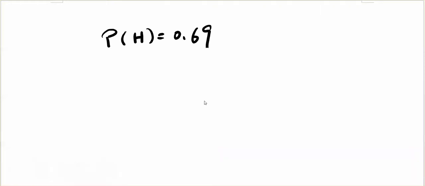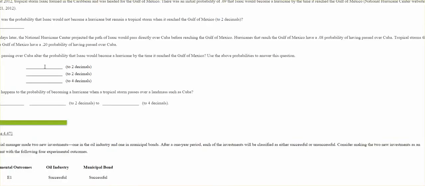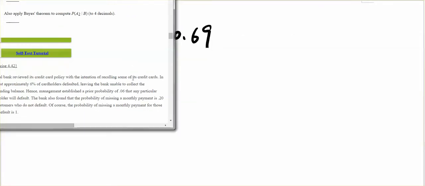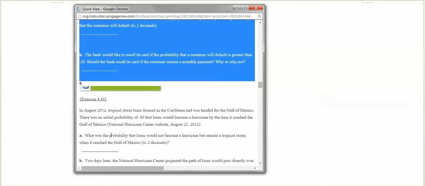In this video, we'll look at another example about the hurricane, tropical storm, from our homework 3. So first, let's look at our first question. In August 2012, tropical storm Isaiah formed in the Caribbean and was headed for the Gulf of Mexico. There was an initial probability of 0.69 that Isaiah would become a hurricane by the time it reached the Gulf of Mexico. So the question is, what's the 0.69 probability for?